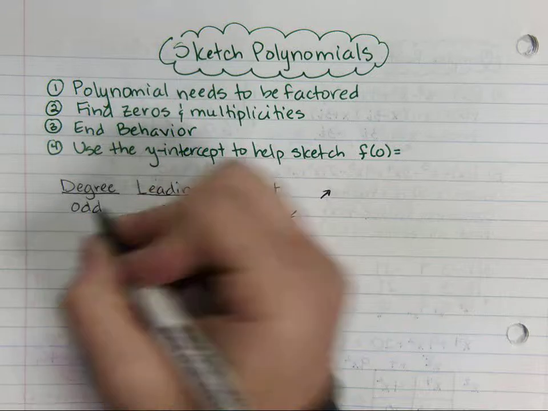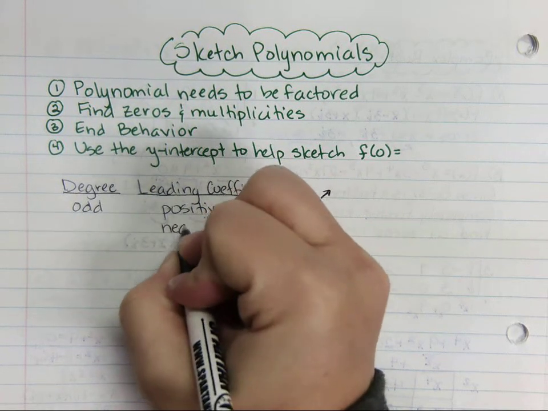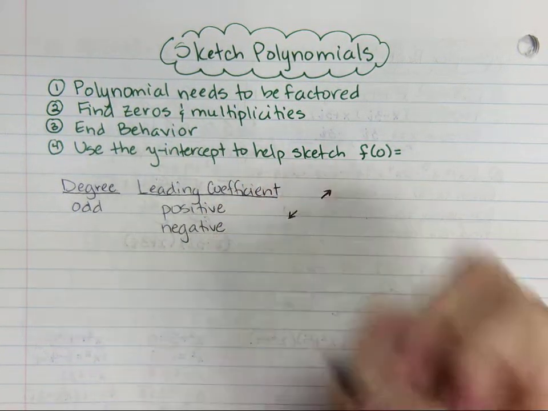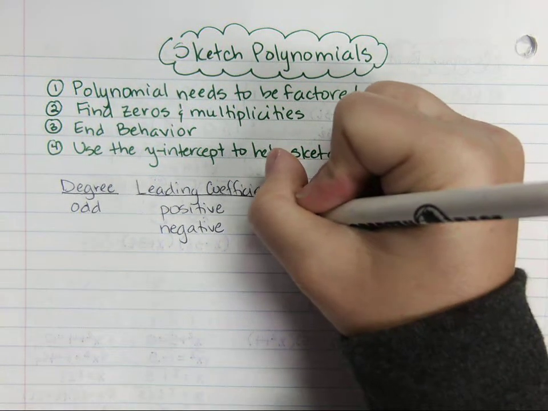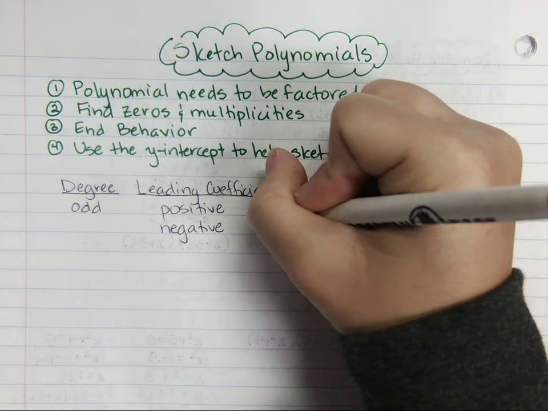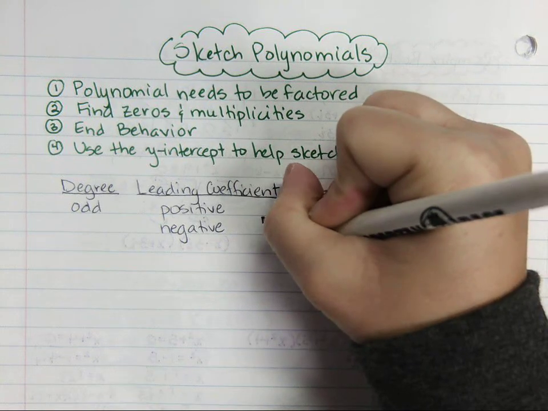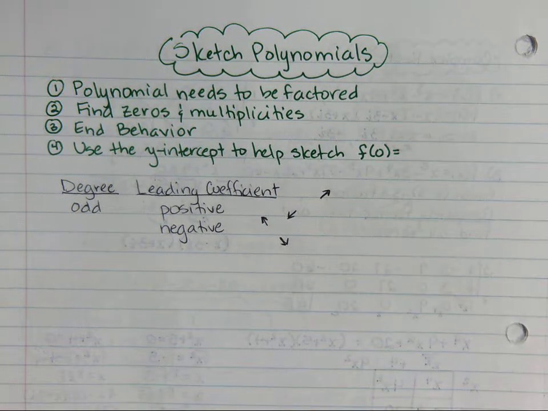If our degree is odd, but the leading coefficient is negative, then our arrows go in opposite directions, but in the reverse. So the ends of our graph will look something like that. So again, we don't know what happens in the middle, but that's what the ends at the moment look like.